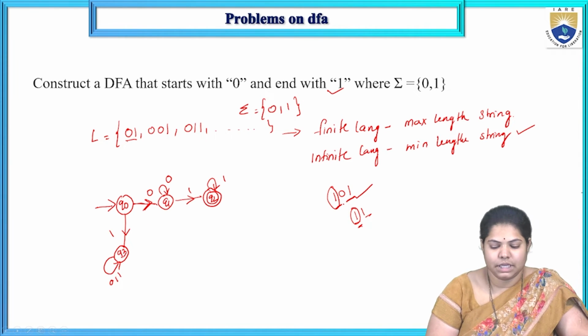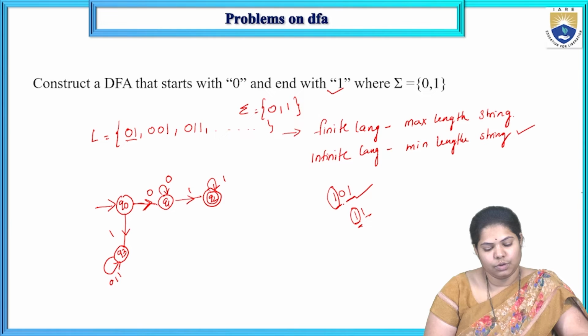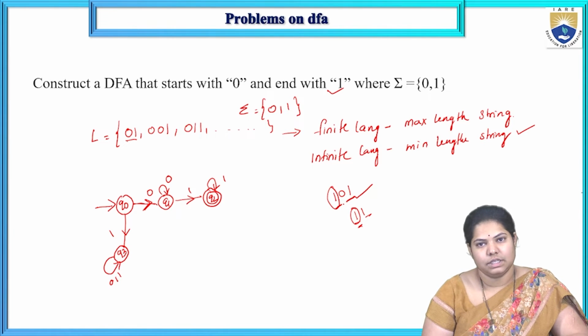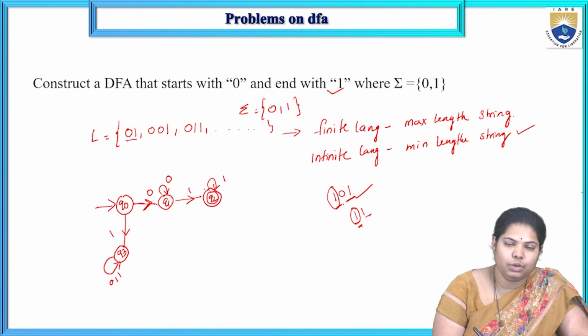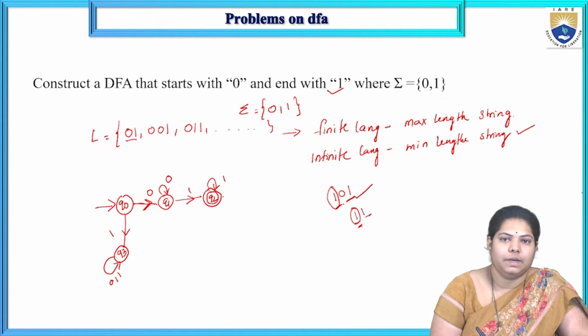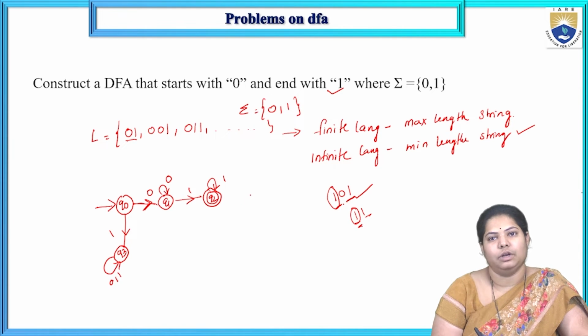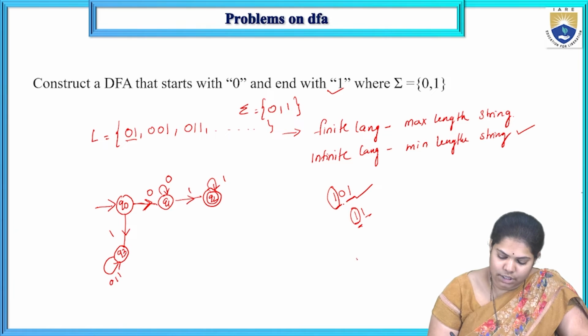I am simply sending it to the dead state. So Q0 contains 0 and 1 over Q1, Q1 contains 1 and 0 and 1 over Q1. And what about Q2? Q2 contains only 1 here. What about the 0? If I get a 0 after any ones, will the string get accepted or not? Take the string 0, 1, 0, 1.